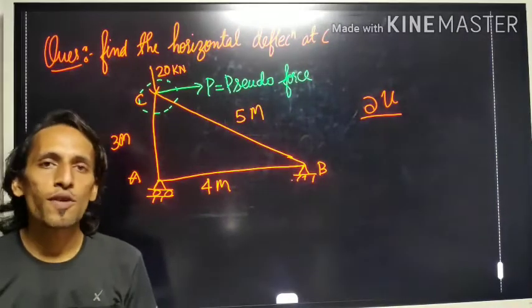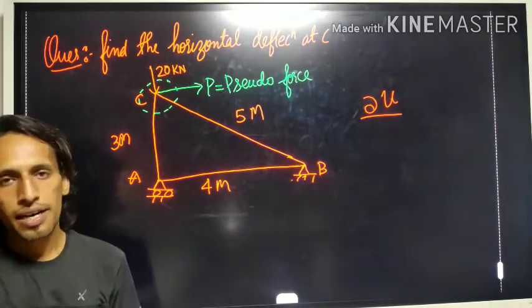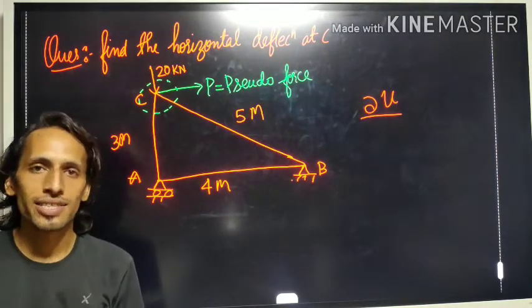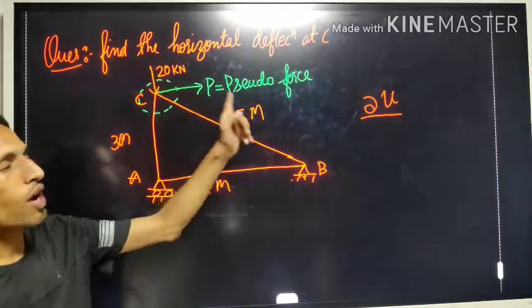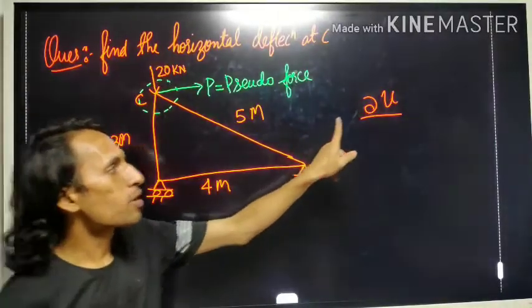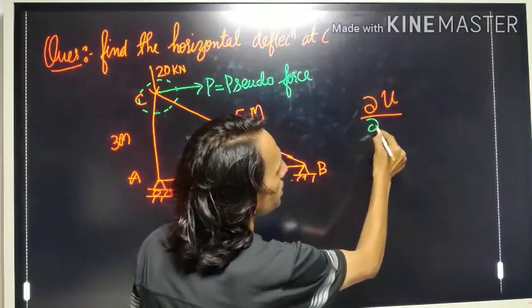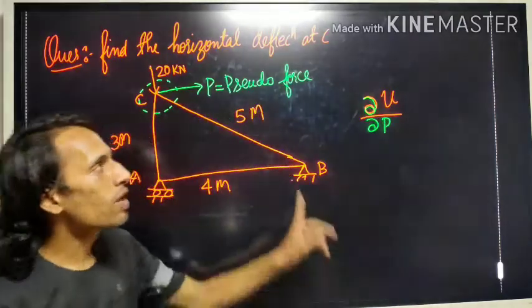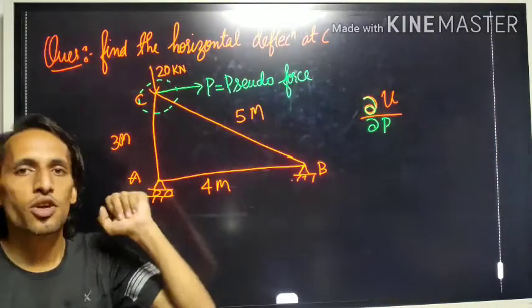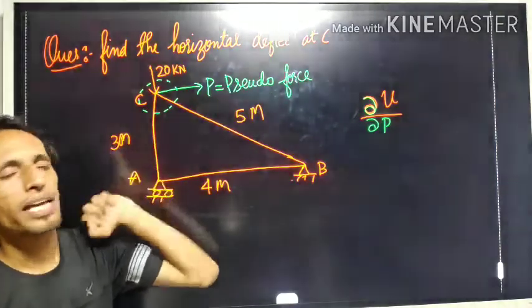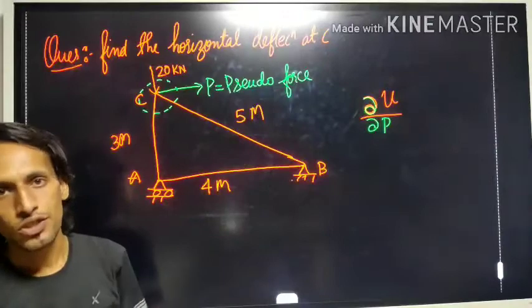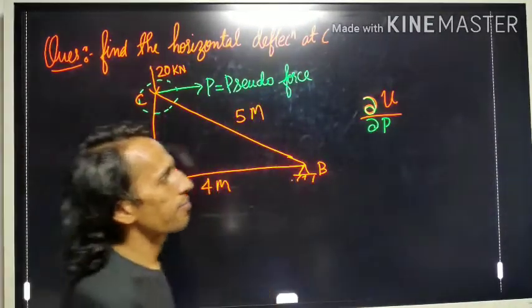So what is pseudo force? It is a force which does not exist, but you are applying. Why are you applying? Because you need to differentiate this strain energy with respect to P. Then only you can find the deflection. This is your problem. So you have to apply a pseudo force. Then only you can get your required deflection.